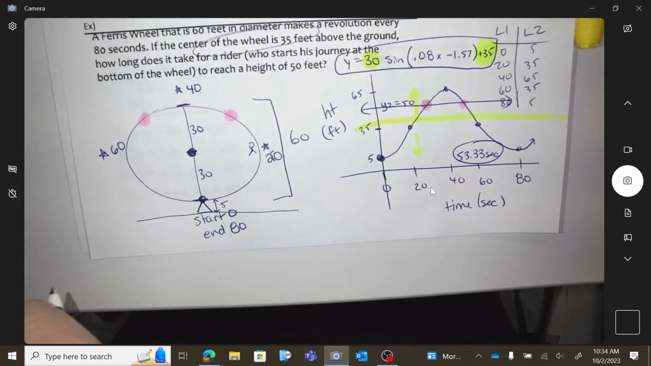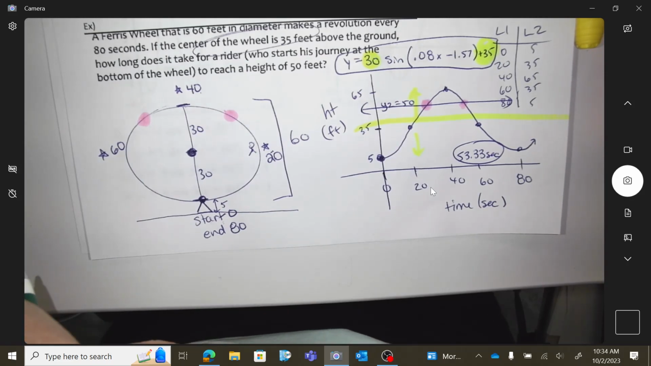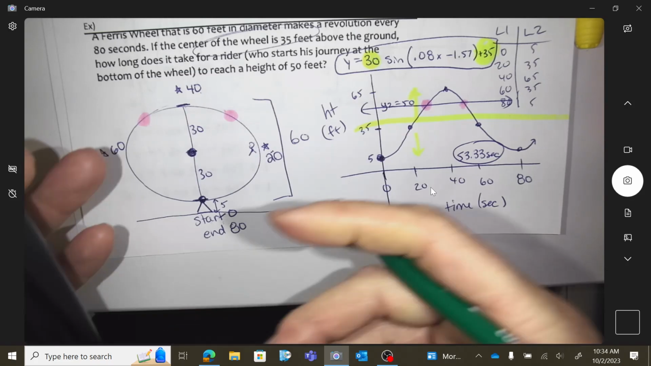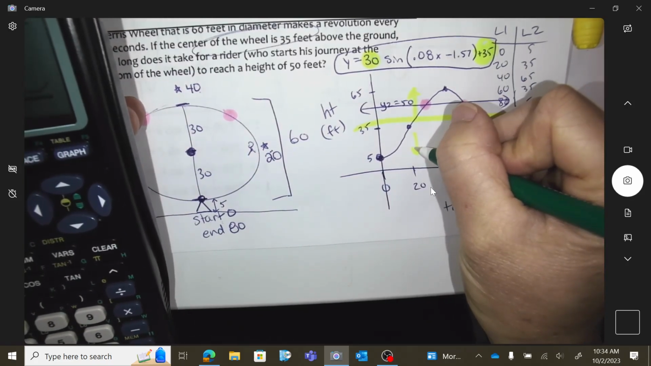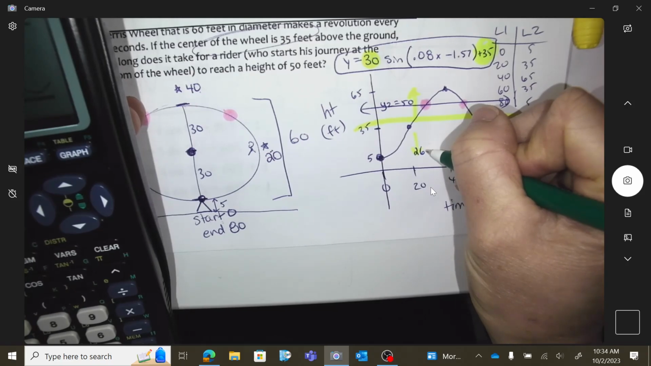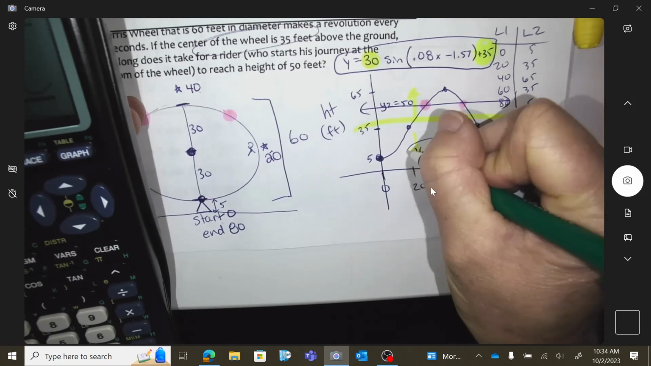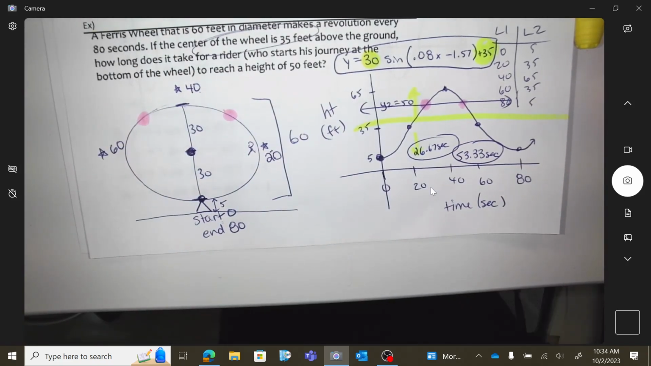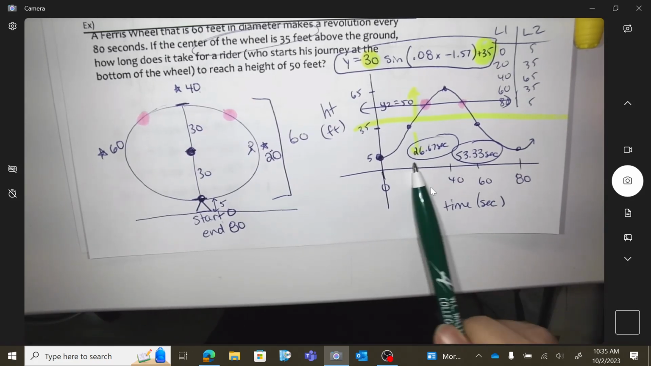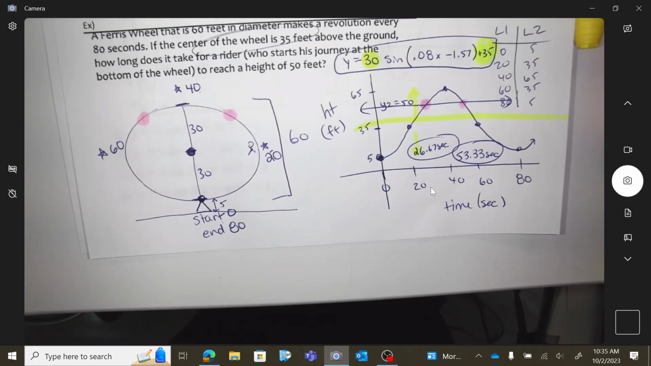And then you can get me both answers would be good. And you can do that on your own with the same tools we did. I was getting 26.67 seconds to reach it on its route up, and then 53.33 to reach it on its route down.